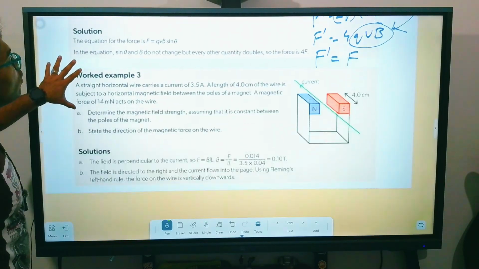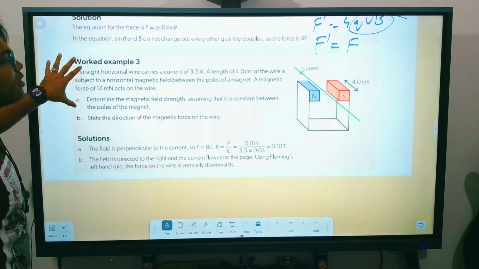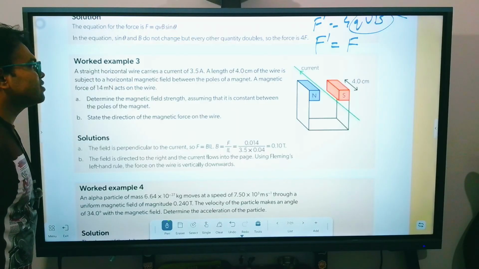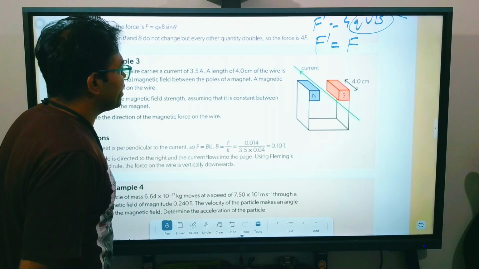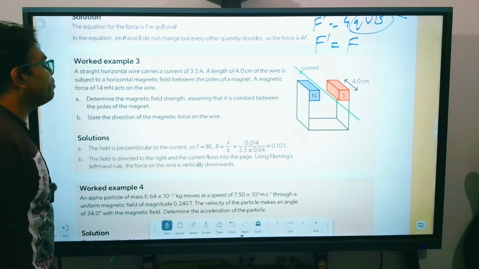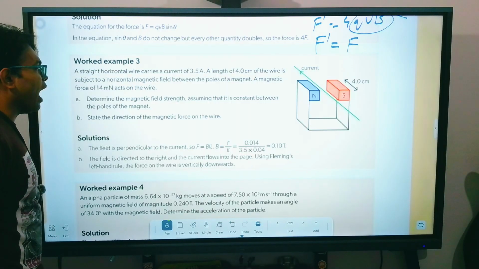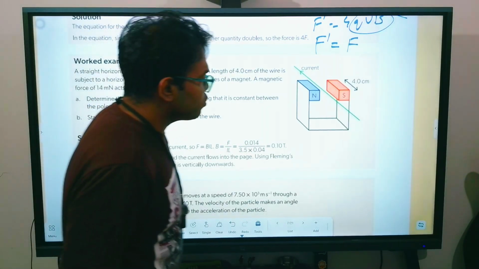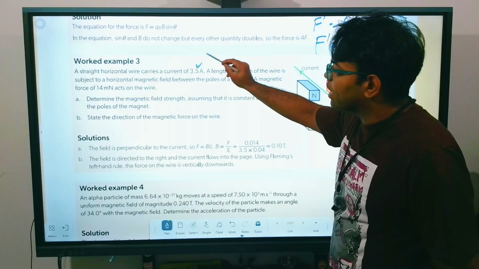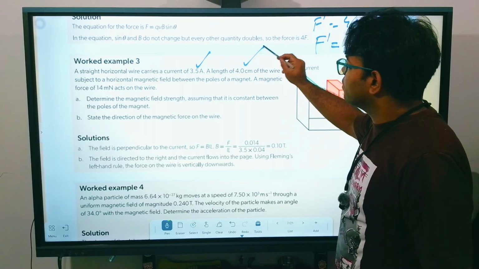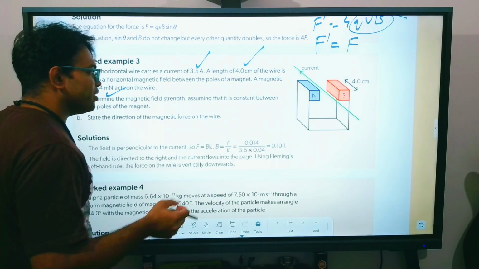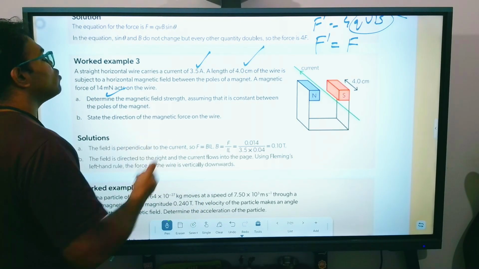Next. A horizontal straight wire carries a current of 3.5 amps, and a length of 4 centimeters of the wire is subjected to a horizontal magnetic field between the poles of a magnet. A magnetic force of 14 millinewtons acts on the wire. So we have been given the current, the length, and the force. Determine the magnetic field strength, assuming that it is constant between the poles of the magnet.